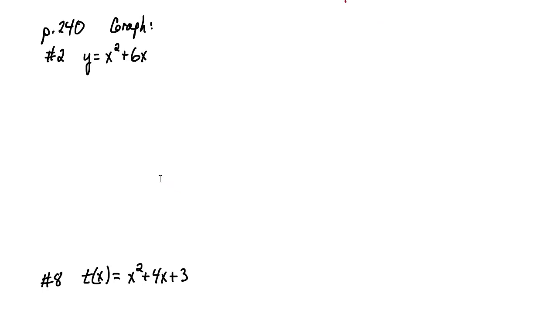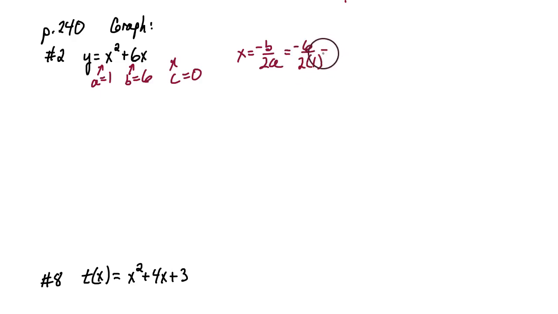Page 240, we're asked to graph a parabola. This is closer to being standard form than it is vertex form. So A is 1, B is 6, and C is 0. Let's get the x-coordinate of the vertex with this formula. So the negative of B divided by 2 times 1. That makes -3.